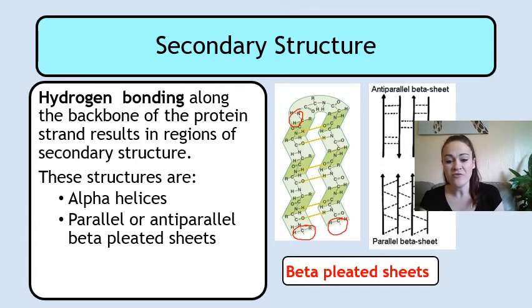But if this one was ending in an N here, then they would be anti-parallel. Now anti-parallel is actually the more common one. And again, this structure is secured through the hydrogen bonding between the R groups of the amino acids.